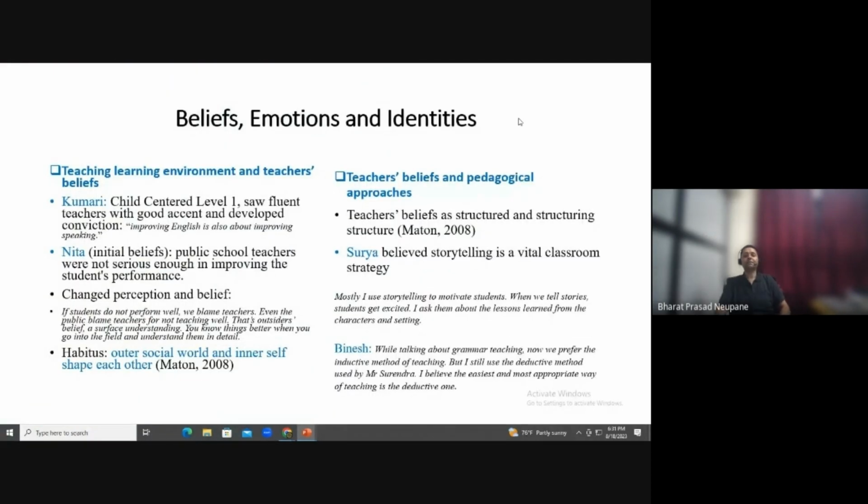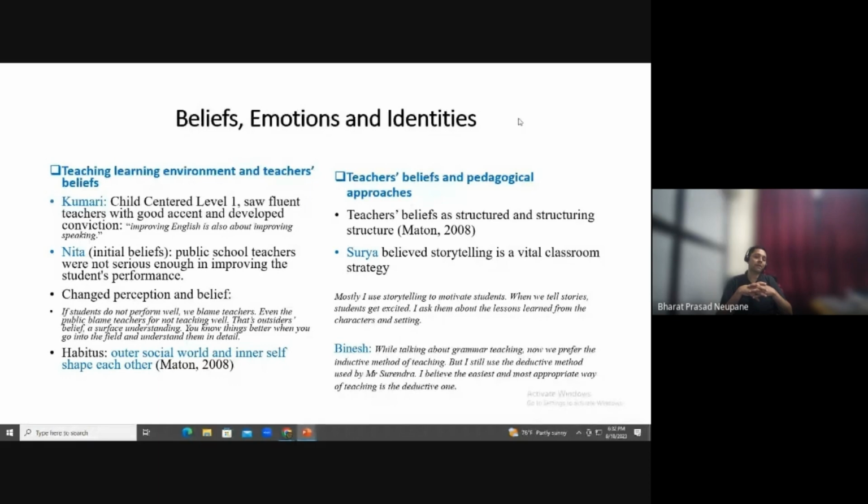And after the analysis, so during the process of interview, I recorded, transcribed, translated, coded, categorized, and I developed different themes, right? And after the analysis of all these stories of the four participants, three major themes emerged. The first theme is beliefs, emotions, and identities. I mean, how these beliefs and emotions influence identity construction of English language teachers.